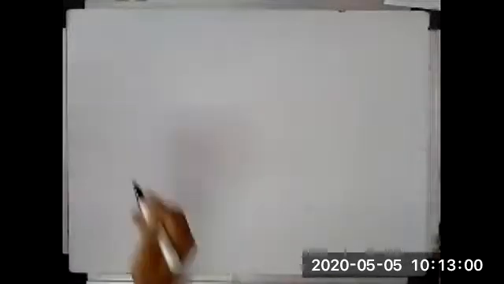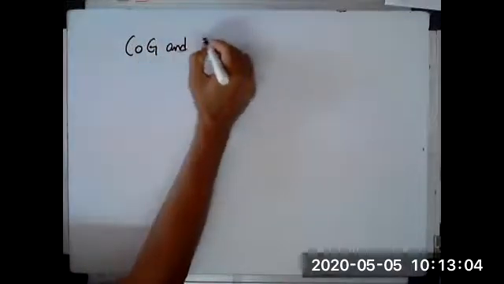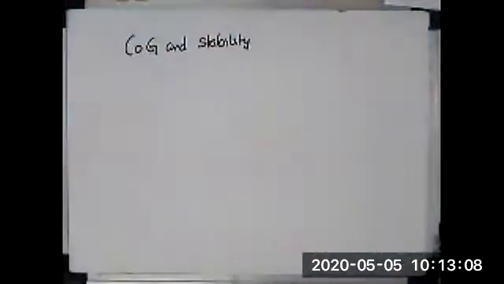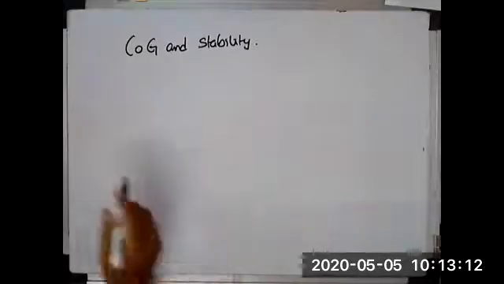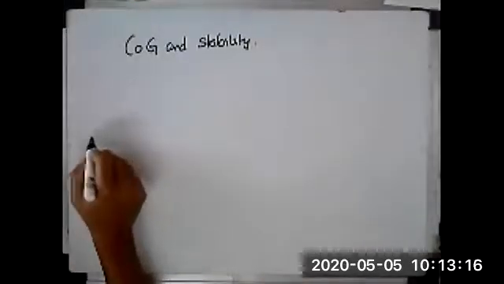I just want to go quickly over what was the last thing that we had done during the previous session, which was some consequences of the center of gravity and what connection there is between the center of gravity and stability of an object. So the connection between center of gravity and stability we examined by looking at the following.